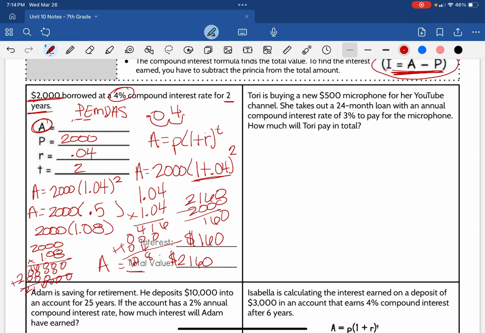Okay, Tori is buying a new $500 microphone for her YouTube channel. She takes out a 24-month loan with an annual compound interest rate of 3% to pay for the microphone. How much will she pay total? So this time we are just going to use this formula.